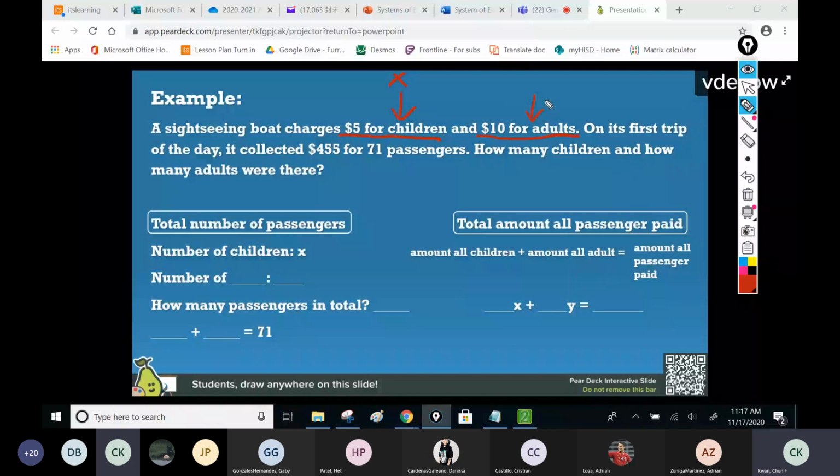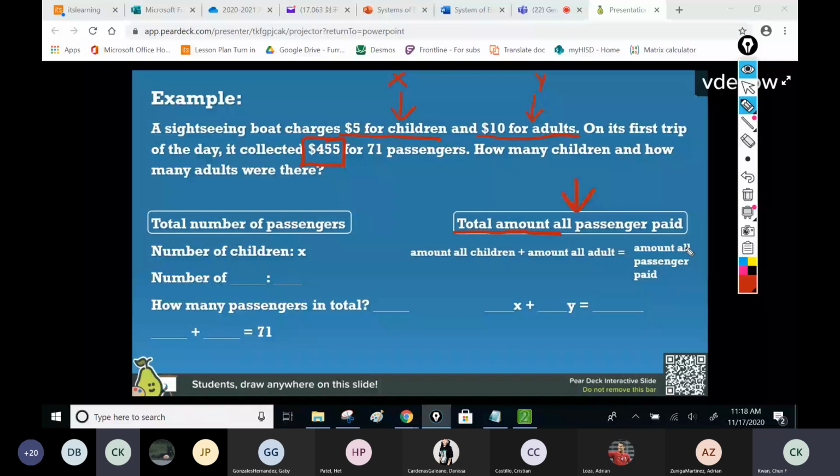You do know that together it collected $455. So use that to set up your first equation. Oh, actually, that should be your second equation. Second equation right here. That is the total amount, all right? Wow, I see some of you guys already finishing this. Good, good. Yeah, some of you guys are already doing this.